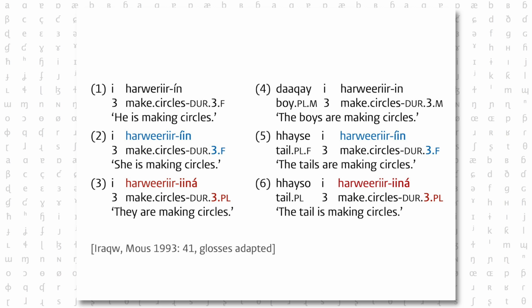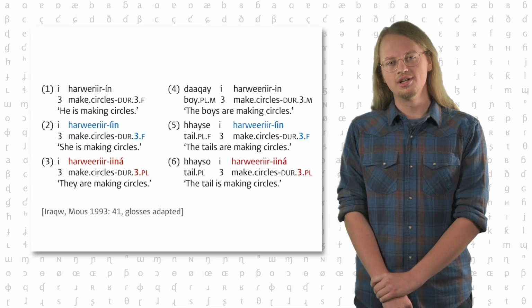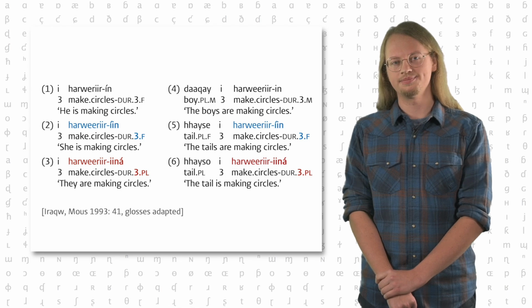The reason we call this third class plural gender is that the singular tail in example 6, which is grammatically in plural gender, triggers the same agreement as the semantically plural pronoun in 3. In this way, plural behaves like a noun class. Both semantic number and natural gender therefore play a role in Iraqw noun classification.